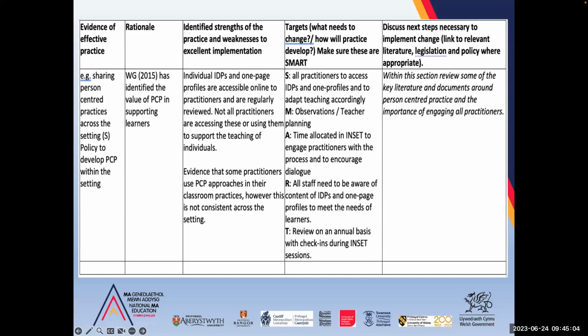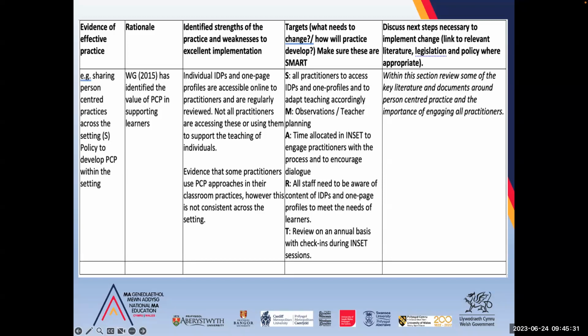Then we've identified the rationale. So the rationale for implementing person-centered practices comes from Welsh Government, and in 2015 they produced a framework which identified the value of PCP in supporting learners. So you've got the policy there, and there's literature within that document that you can draw upon.